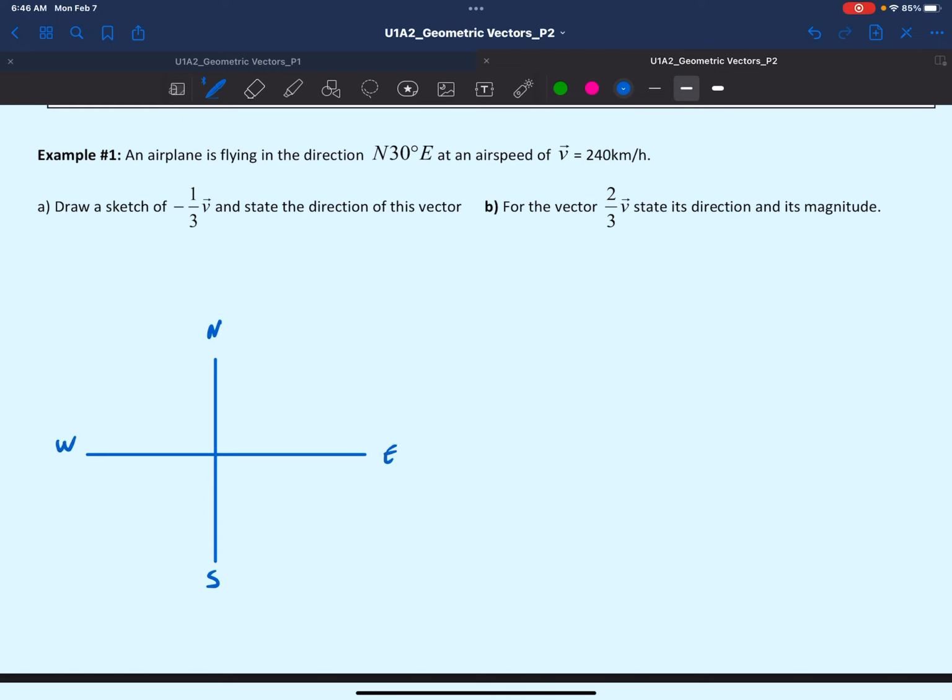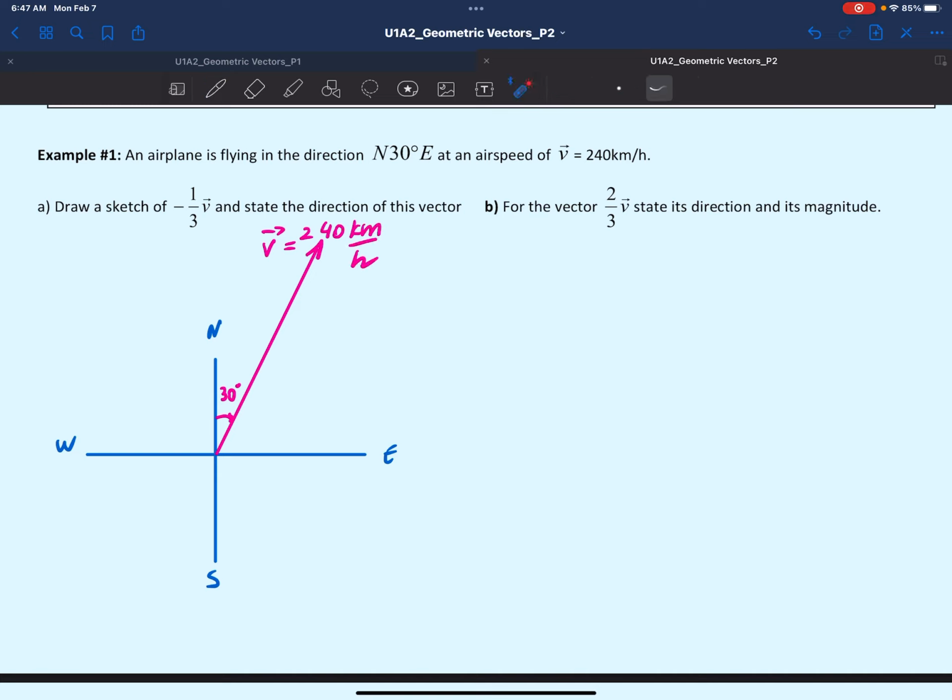And vector v is heading north 30 east. What that means is from north line, we're going 30 degrees towards east. So here we go. And there is vector v. This looks like a 30 degree. Again, we're just eyeballing it. So the angle is 30 degrees and the velocity is 240 kilometers an hour.